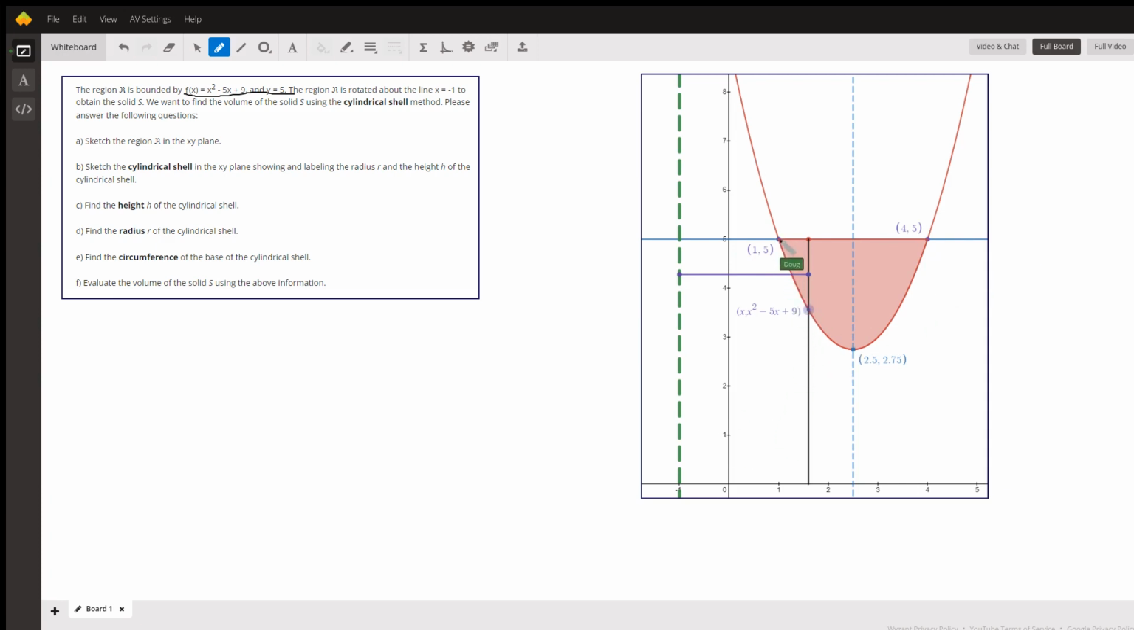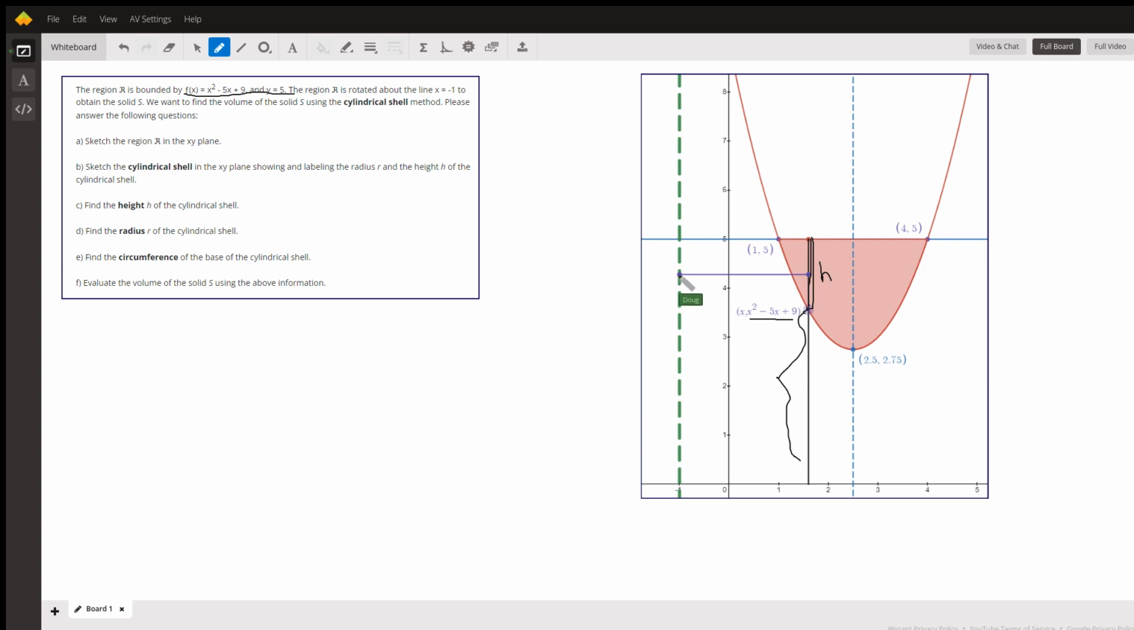For any x value between 1 and 4, this point right here has a y-coordinate of x squared minus 5x plus 9 because it lies on the parabola. And that is this distance right here. That means that this distance is the height of a typical shell. So that's h.